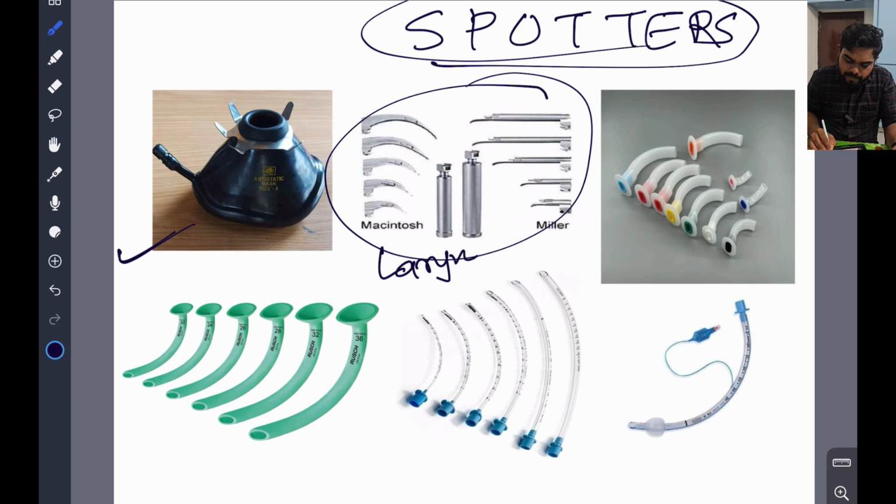Okay, we will discuss this. So what is this? It is used to prevent the tongue fall during intubation. Yeah, this is Goodell's.